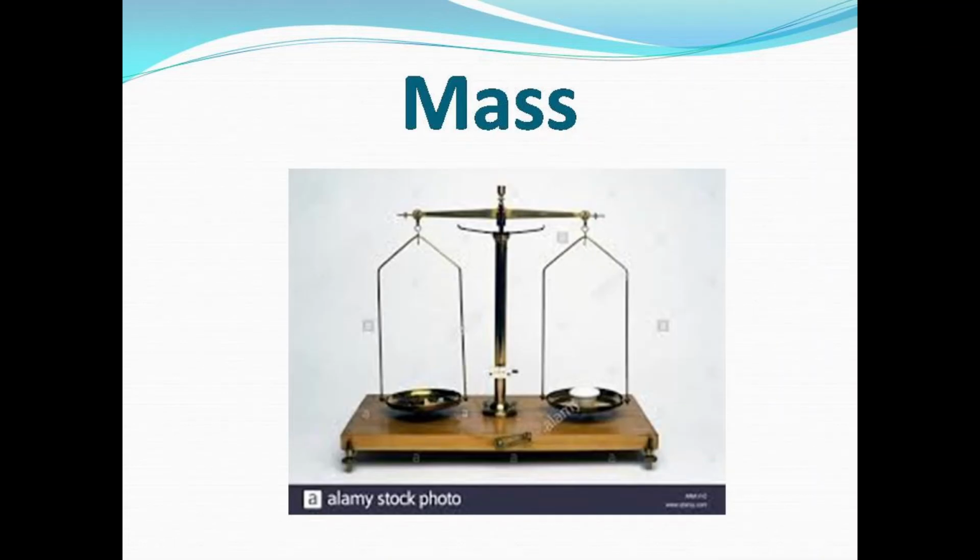Mass is defined as the quantity of matter contained in a body, and the standard unit of mass is kilogram. Earlier, the beam balance was used to measure the mass of a body. But nowadays spring balances or digital weighing machines are also available.